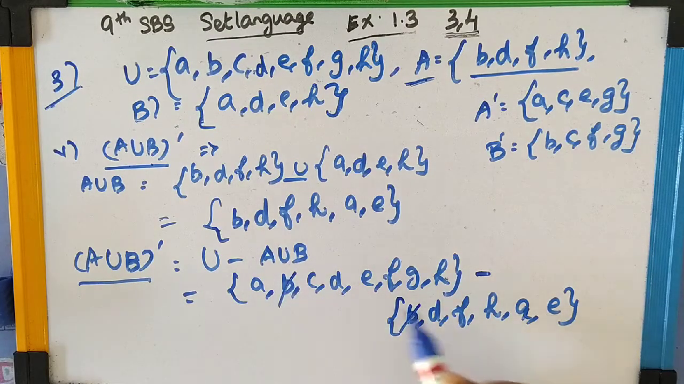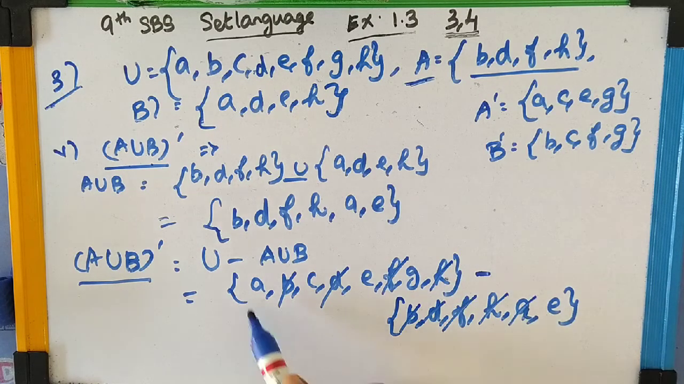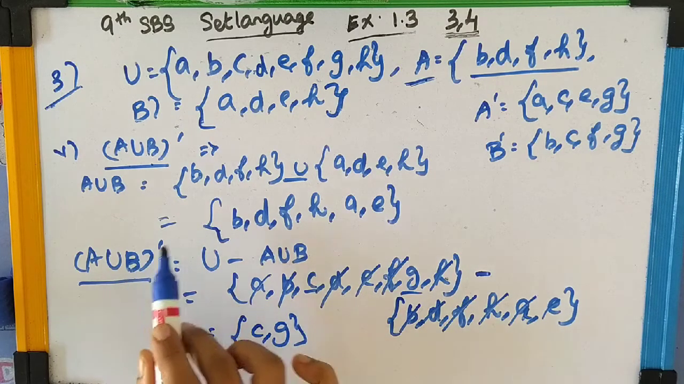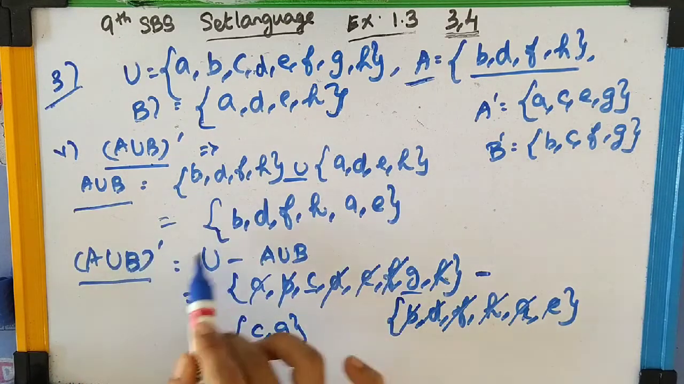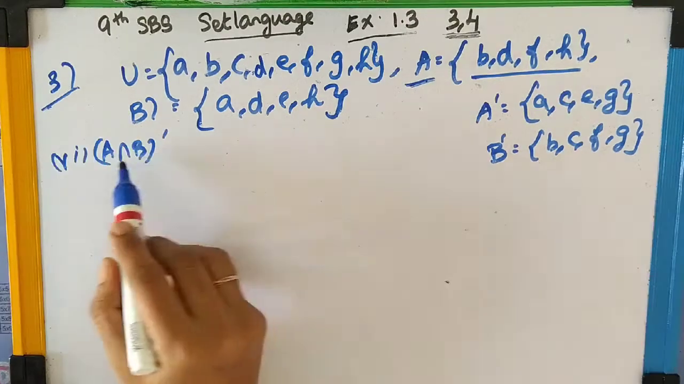Okay, let's begin. B, D, F, H, A and E. So, we have cancelled all the common elements between the universal set and the A union B set. Now, we have to write the remaining terms in the first set, that is the universal set, that is C and G. This is A union B the whole dash. So, first we have to find A union B and we have to subtract, that is make the difference between the universal set and A union B.